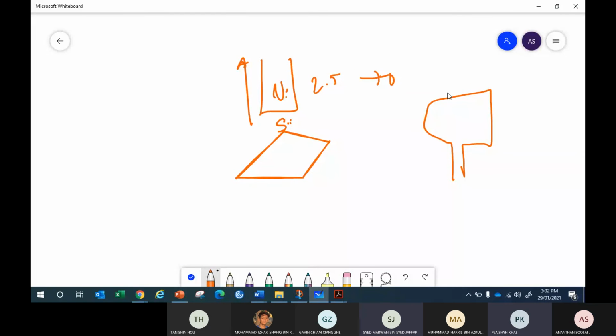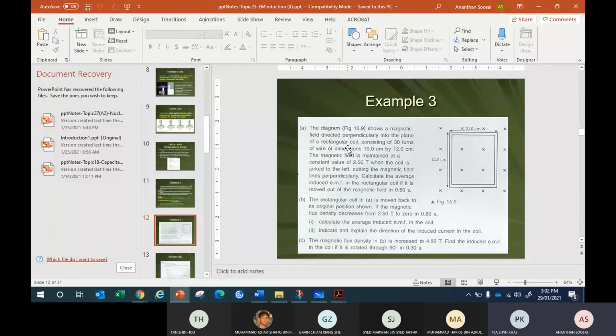So the first sentence is just describing the initial condition of the magnet, is it? That's the initial, because in part A they already moved it out, and in part B they just moved it back in. Now the question starts. Now they're changing the magnetic field. That's it. The coil is not moving anymore.